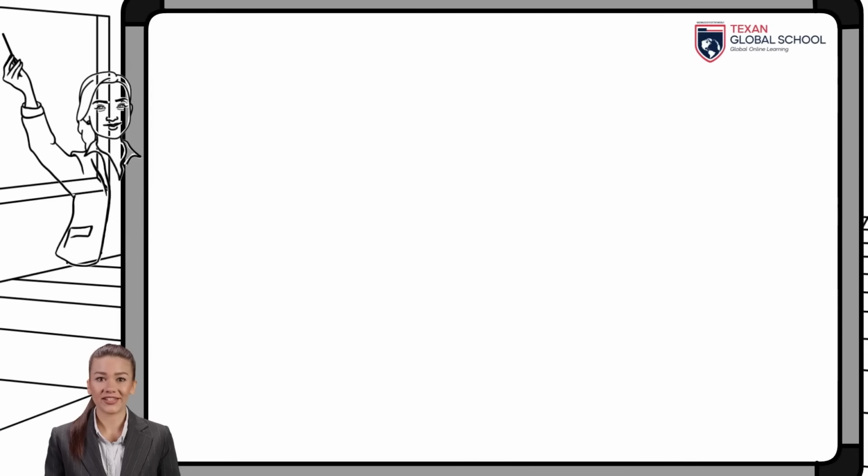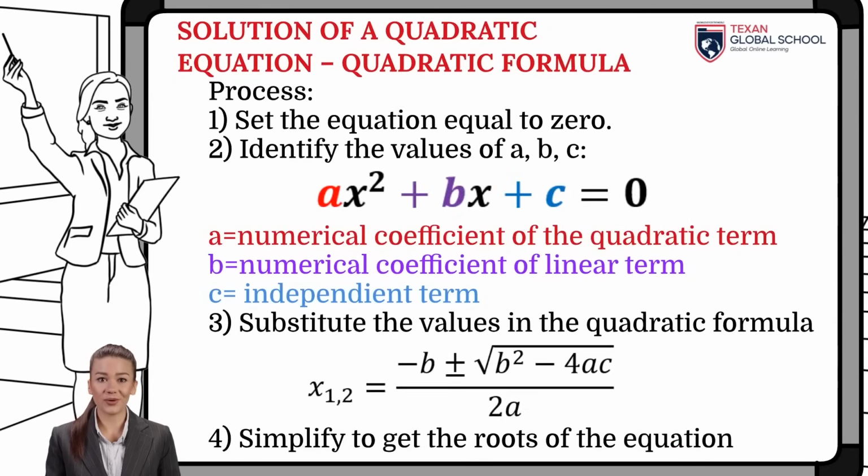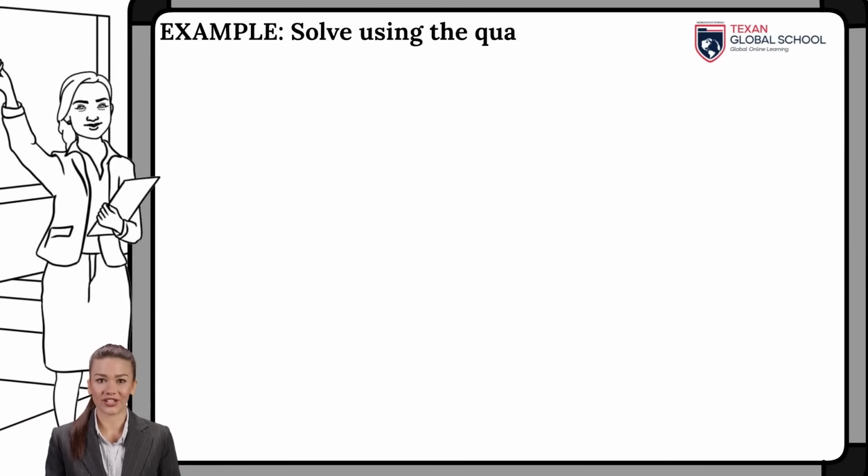The last method to solve quadratic equations is by using the quadratic formula. This formula can be proved by applying the process for completing the square to the standard form of the quadratic equation. So, we will use the quadratic formula for solving quadratic equations by first setting the equation equal to 0. Next, we must identify the values of a, b, and c according to the standard form of the quadratic equation. Values are substituted into the quadratic formula. And finally, simplifying, obtaining the roots of the equation.